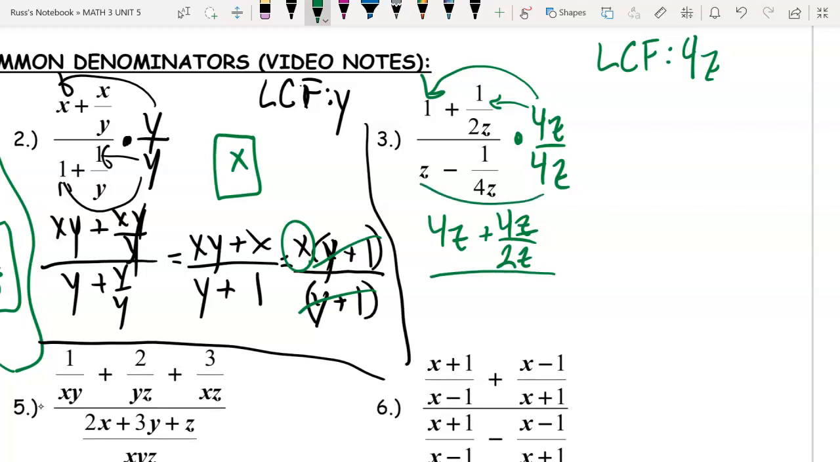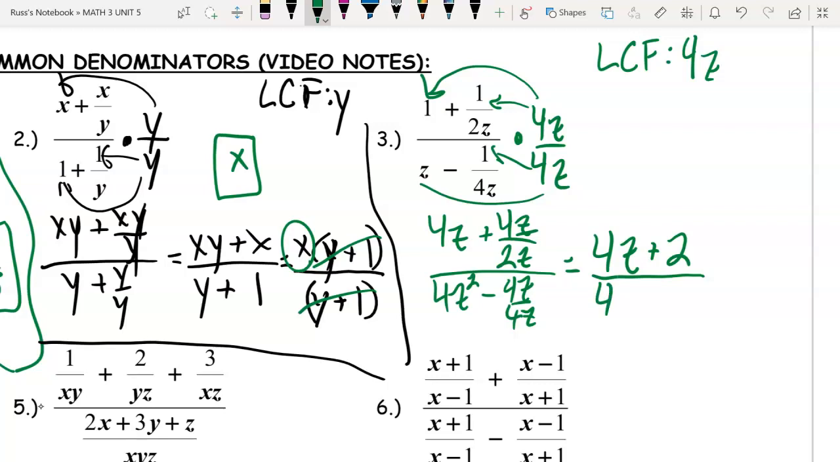In the denominator, 4z squared minus 4z over 4z. Now what should happen is my fractions should go away. So 4z divided by 2z, the z's go away. I'm left with 2. 4z squared, ooh, this is going to be a tricky one, minus 1. Okay?